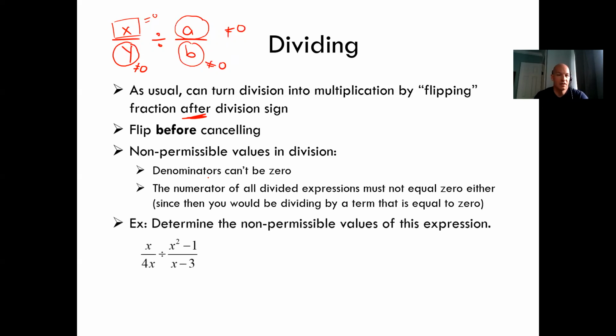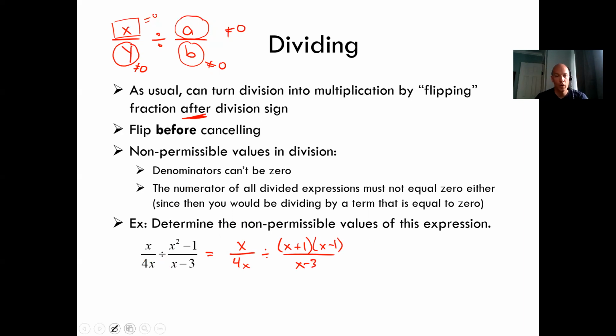Okay, so let's look at this example here and determine the non-permissible values of this expression. So the first thing I'm going to do is I'm going to factor. Actually, that's the very first thing I'm going to do. So I'm going to go x over 4x divided by, and I'm going to factor this one out to x plus 1, x minus 1. Again, that's always going to help me find my NPVs a little easier.